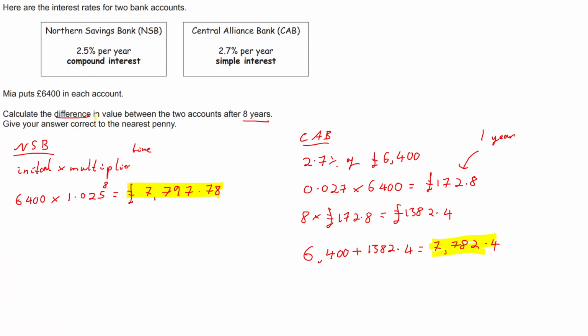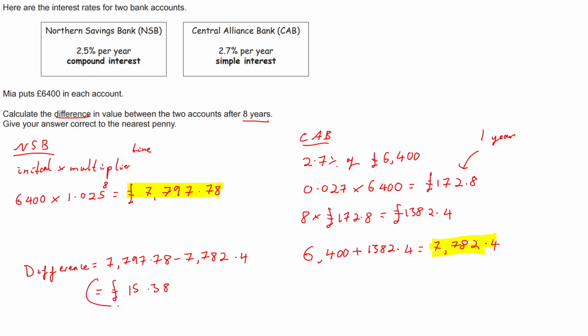Let's read the question really carefully again. The question is saying, what is the difference between the two values? So I'll just subtract the smaller one from the bigger one. The bigger one, 7797, is this one here. So to find the difference, I do the bigger one, 7797.78, and I take away the smaller one, which is 7782.4. That gives me a value of £15.38. So that's the answer to the question.